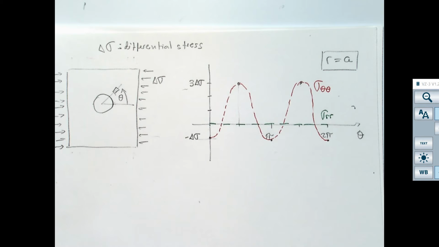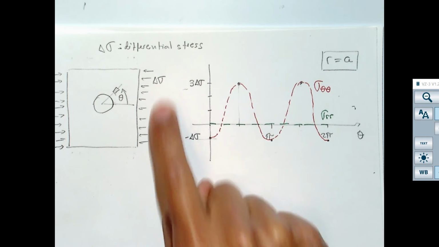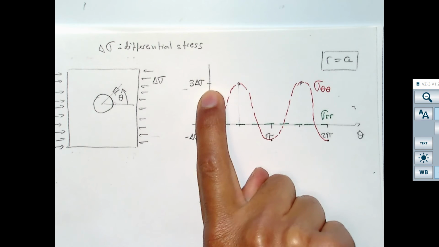Yes. How did you get 3 times that? Well, that comes out of the Kirsch equation. It wasn't something that we showed in class, but if you solve the Kirsch equations, I'm going to show you the equations in a bit. You will see that if you plug in the right values for just having a differential stress, that would be 3 times.